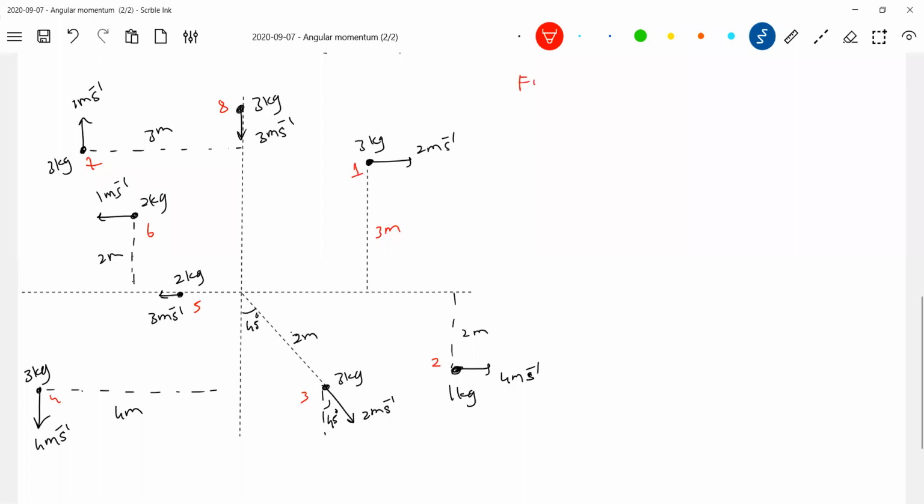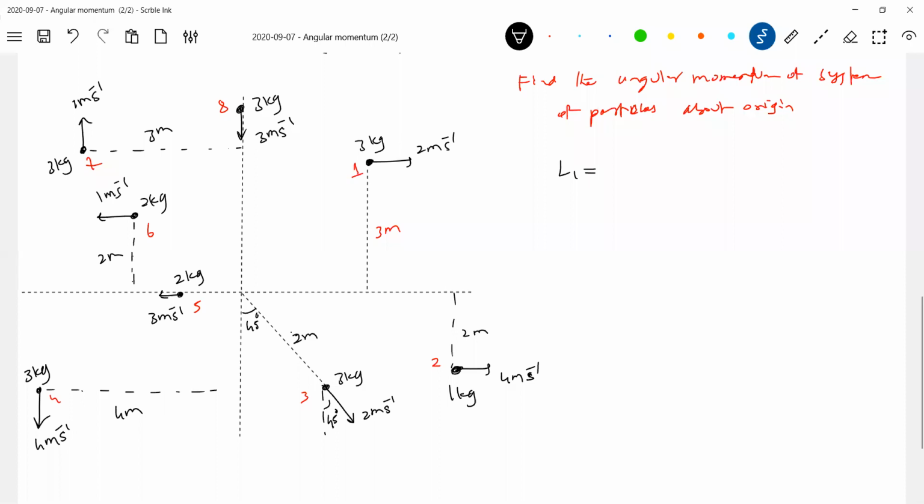So find the angular momentum of system of particles about origin. First of all, individual particles will calculate. What about L1? Mass is how much? 3 kg. Speed is how much? 2 meter. And what is the perpendicular distance? 3, no? So there should be 3 into 2 into 3. What is the sense? Clockwise or anti-clockwise? Will be clockwise.